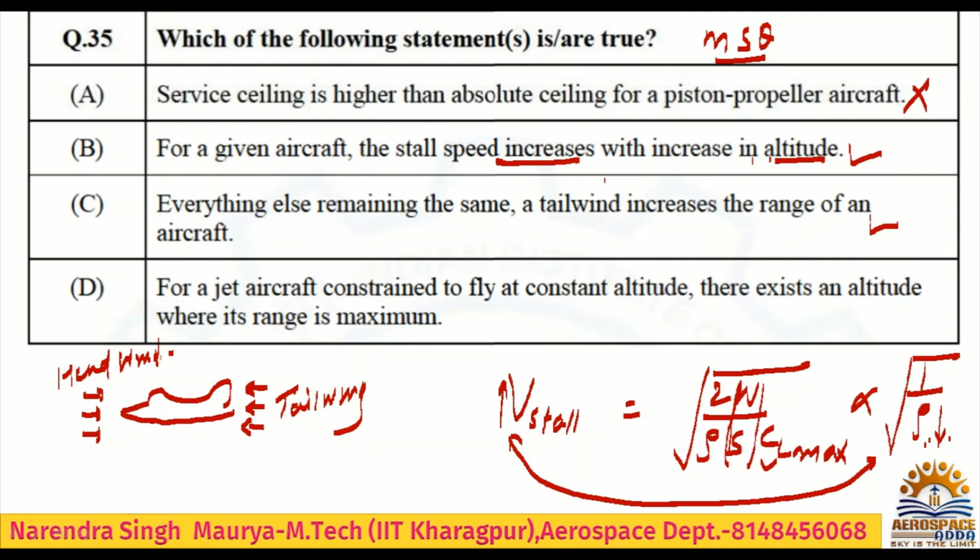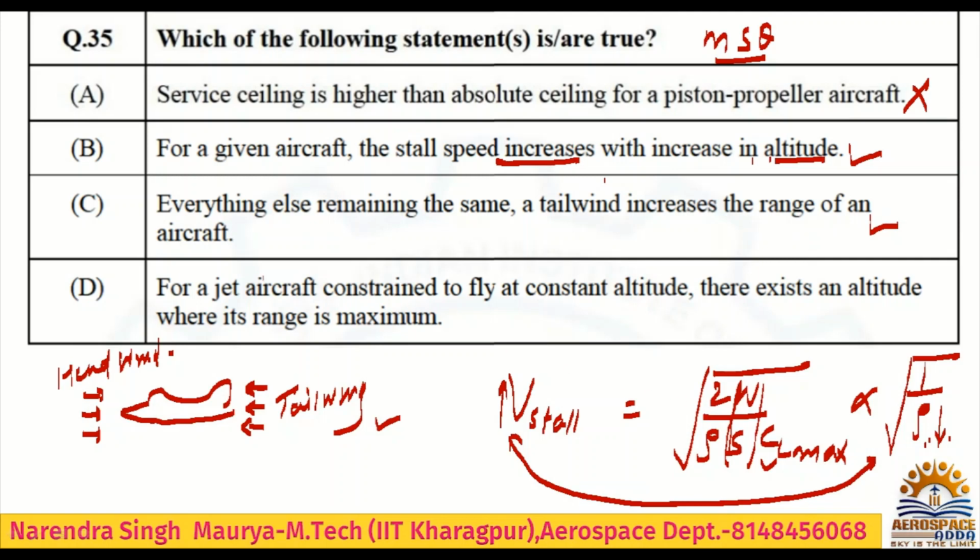Everything else remaining the same, a tailwind increases the range of an aircraft. If it is a tailwind, it will increase the range of an aircraft. That is the correct statement. This tailwind will increase the range. If it is a headwind, it will decrease it, plus minus both. So option C is also correct.